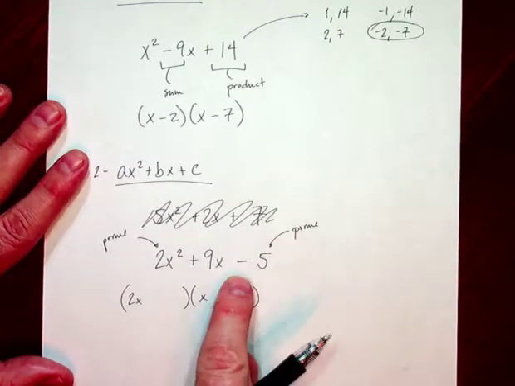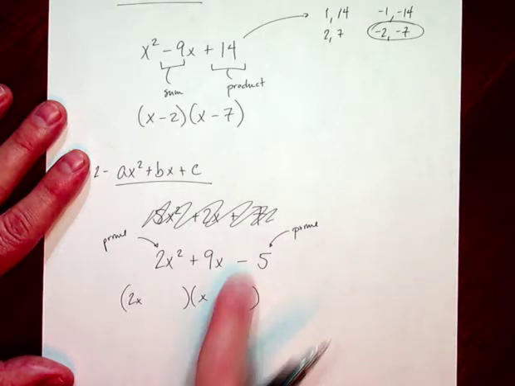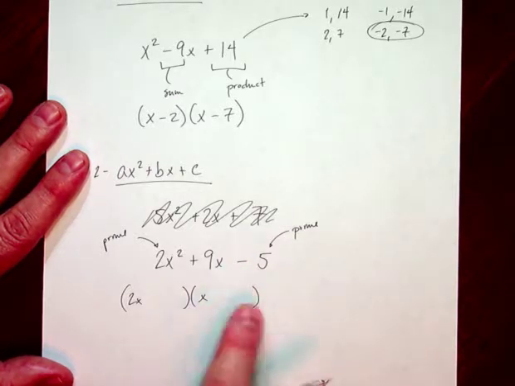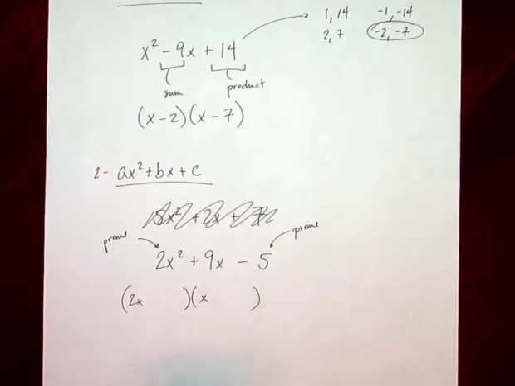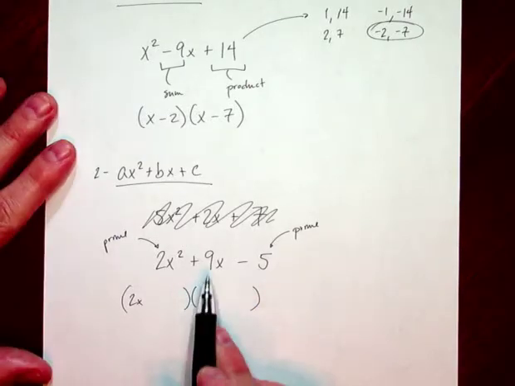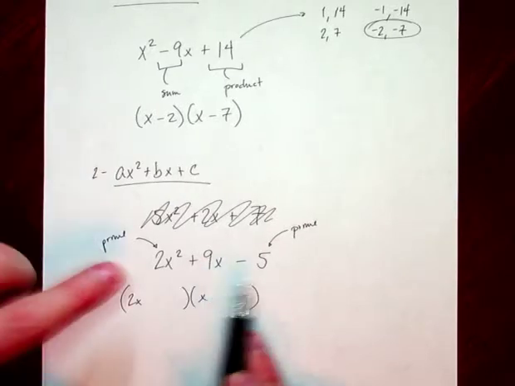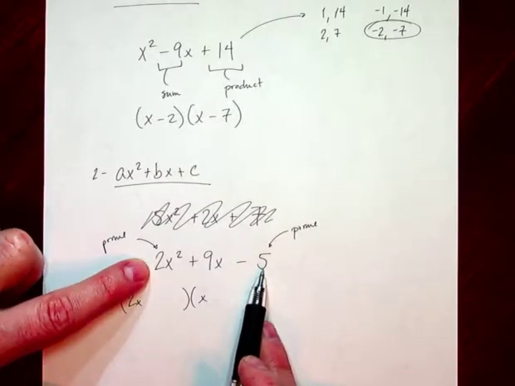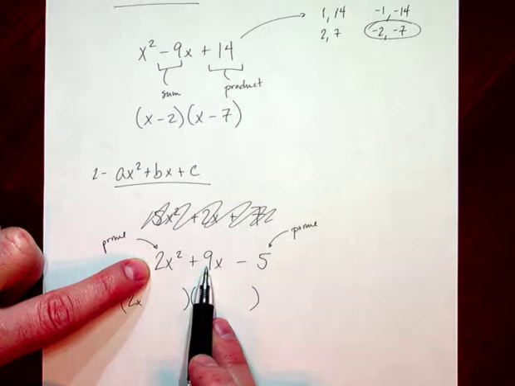You know that one of them's positive and one of them's negative. The question is, does the 5 go here or does the 5 go here? And then once you figure that out, which one is positive and which one is negative? Well, 9 right here gives me a clue because I know 2 times 5 is 10. And that's just 1 away from 9.